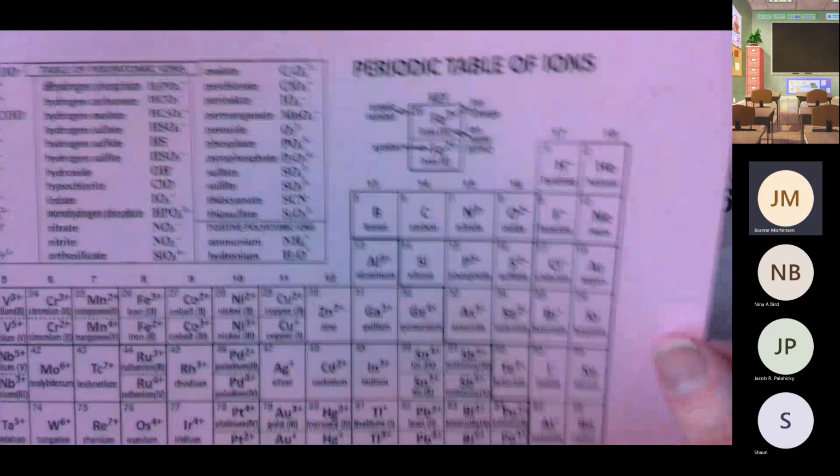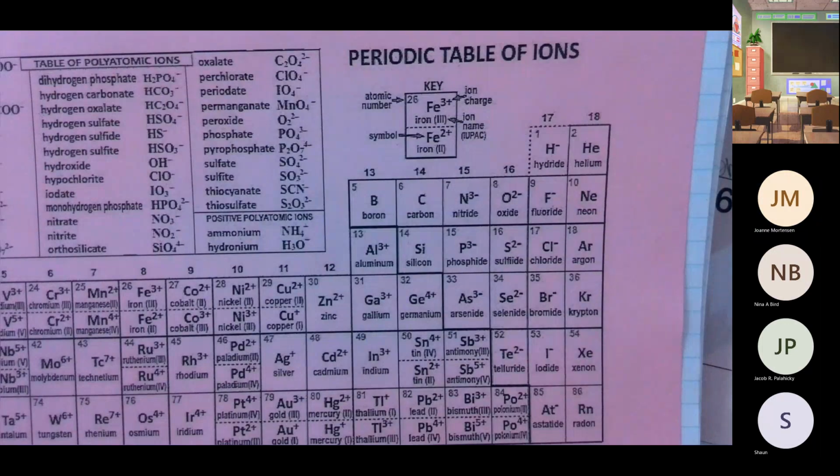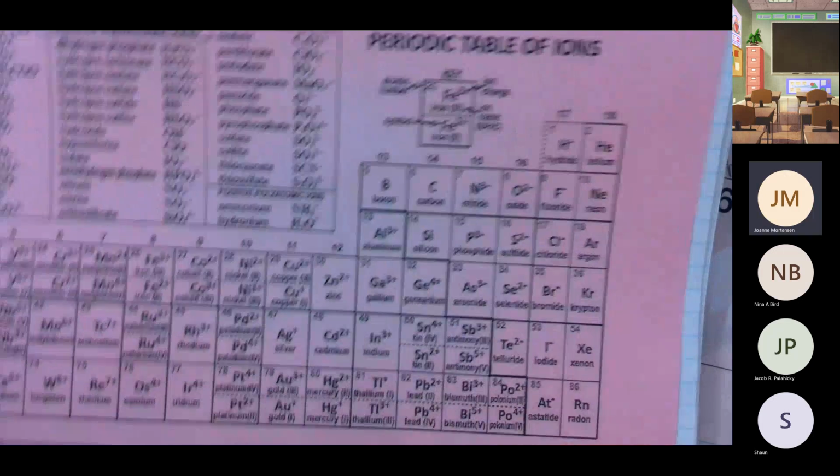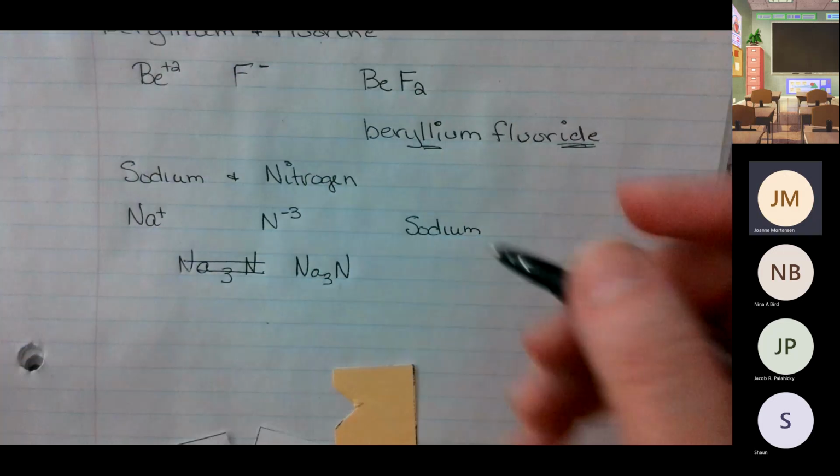Now, if we go under nitrogen, Jacob, it doesn't say nitrogen. It says something else. What does it say? Nitride? Nitride. Yes. So there we go. Sodium nitride.